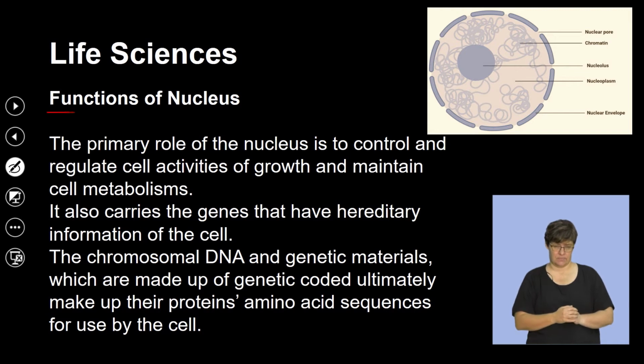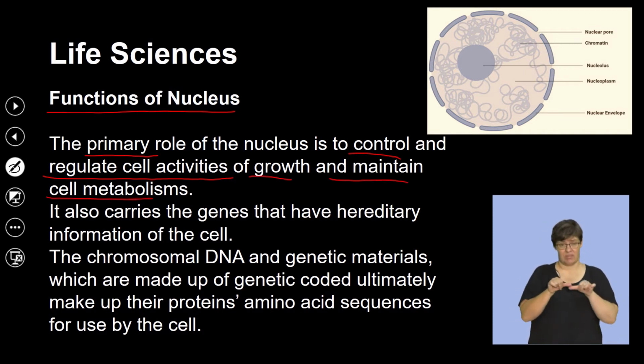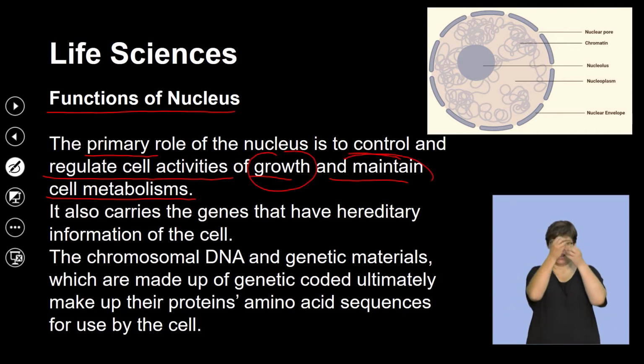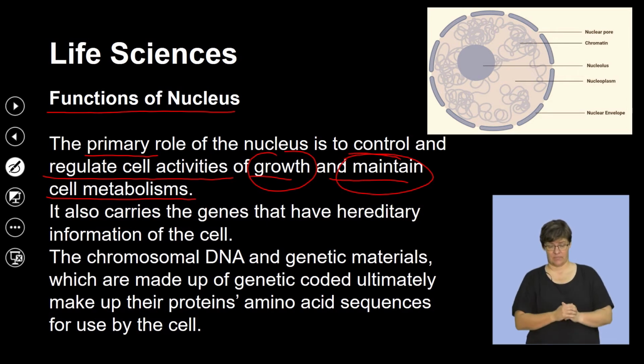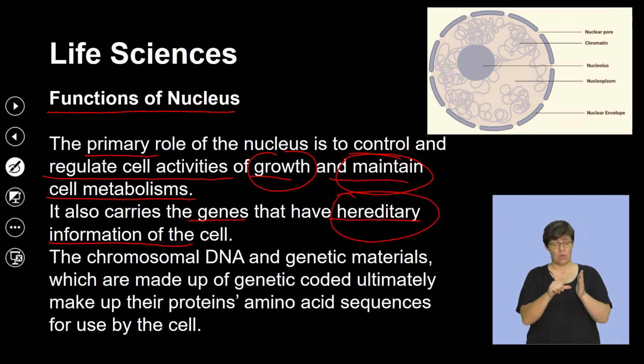Important to the cell is the nucleus in terms of controlling the core functions. The primary role of the nucleus is to control and regulate the cellular activity of growth and maintaining cell metabolism. So this is controlling the process of cell division as well as maintaining the process of cellular functioning. It also carries genes, which is the chromatin network, that carry the genetic information from one generation of cells to the next. So important in the process of cell division is the genetic information being passed from one cell to the next.